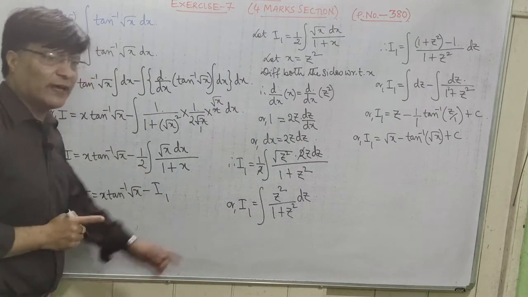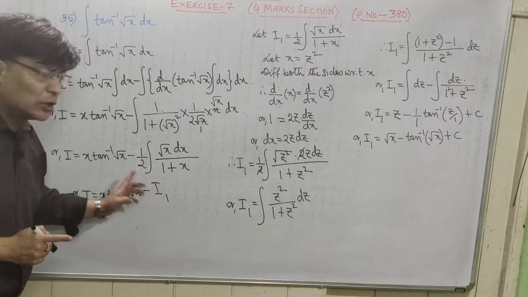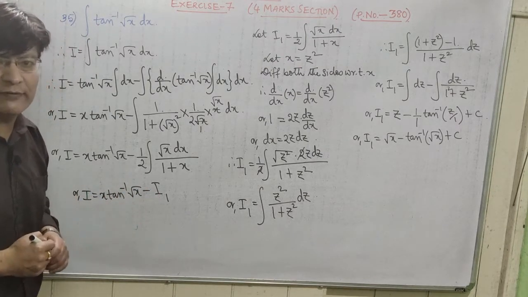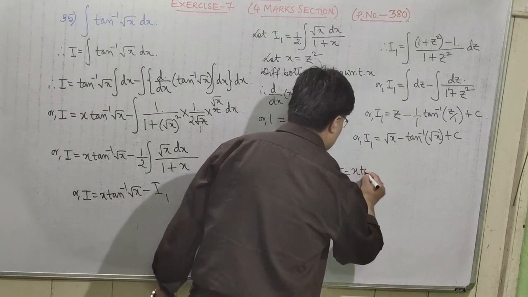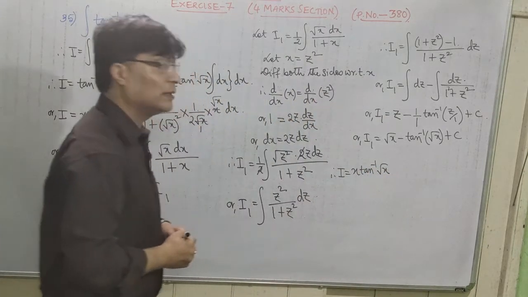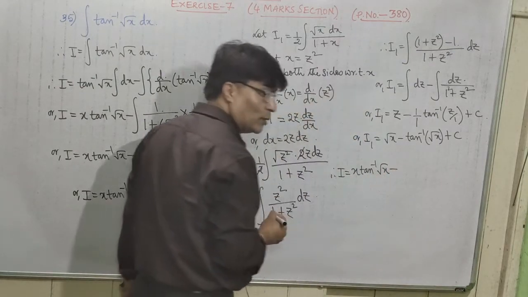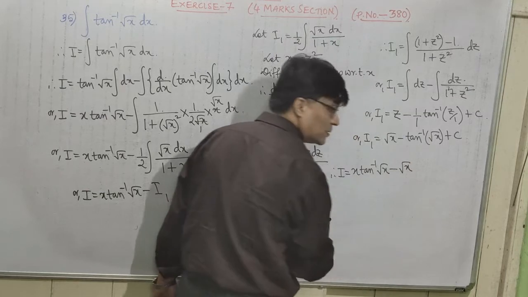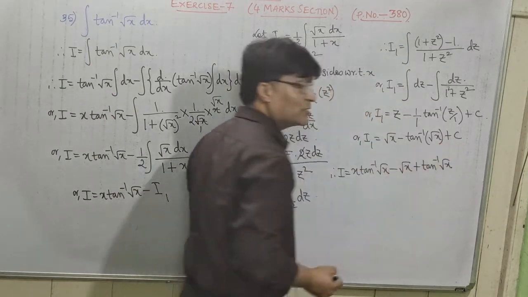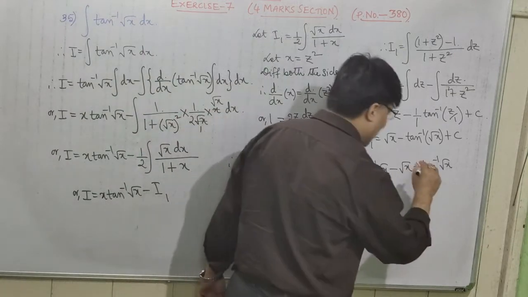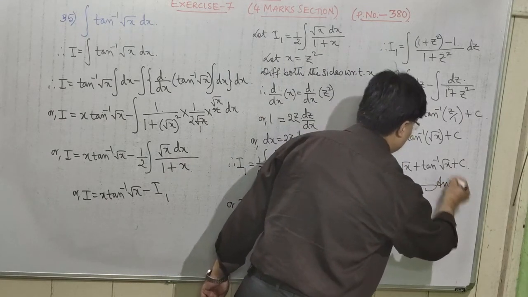Okay, so let us put this value of I1 in I. So we have I is equal to x tan inverse root x minus I1. So here we can put the value for I1 in order to get the value for I. So therefore I is equal to, what is the first term here? x tan inverse root x. Then we have minus I1. Let us put the value for I1 now. Because of this, the minus sign will be changed. So minus root x, minus into minus is plus, it is tan inverse root x. Now this is minus into plus is minus c, but since this is a constant c only, you may write either minus c or plus c also. So we can write plus c here. So this is the final answer.